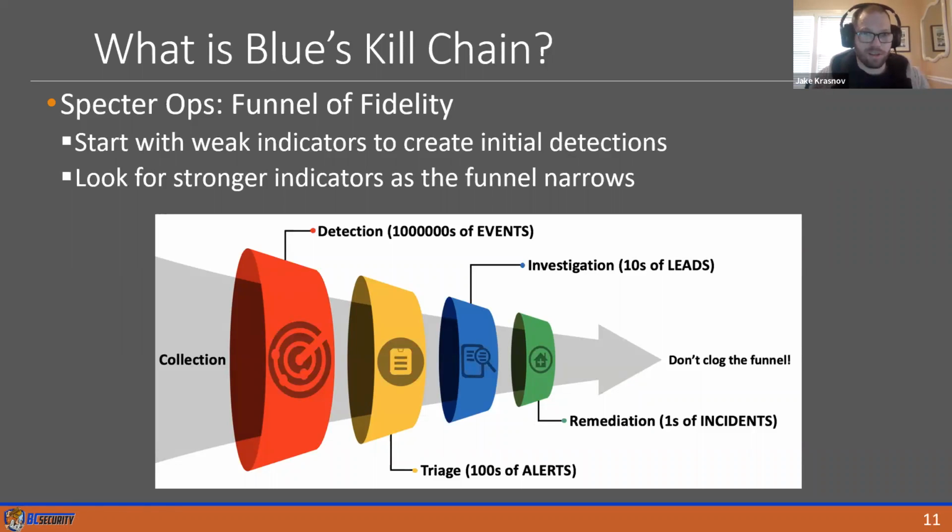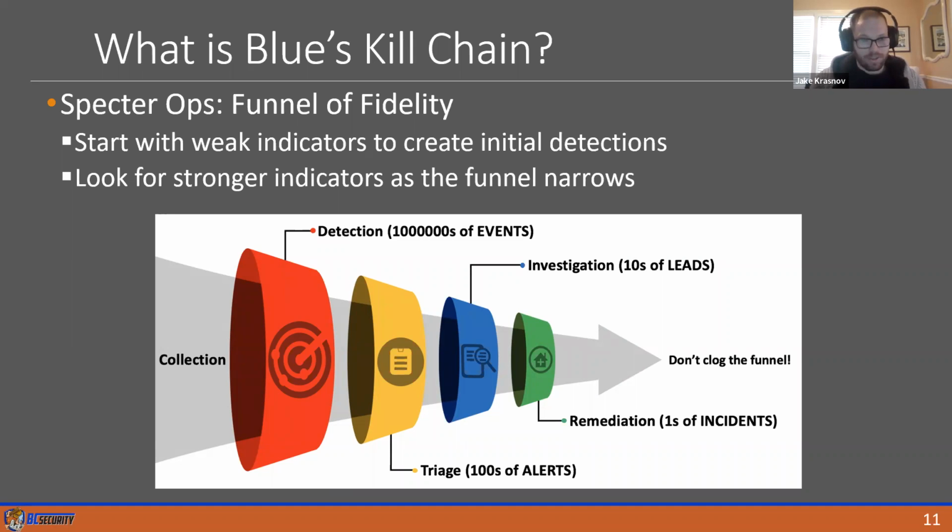So as I mentioned, we're going to talk about Blue's kill chain, which is the funnel of fidelity. The funnel of fidelity is a method of analyzing SOC operations that Spectre Ops published, saying that these are all the steps you have to complete in order to have an effective remediation process. A failure at any point in the funnel, as they refer to it, a clog at any point in the funnel, results in a failure of Blue being able to do their job properly.